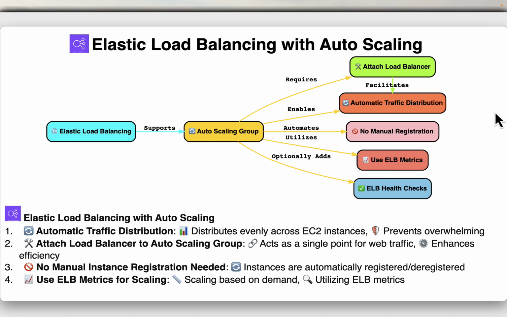Fourth, use elastic load balancer metrics for scaling. So this allows for dynamic scaling of instances based on demand, utilizing elastic load balancing metrics like the application load balancer request count. So let's say request count is one of the metrics. So if you are getting above 10,000 request count, you can either increase or decrease the instance count. Fifth, optional ELB health checks enhance reliability by enabling Amazon EC2 auto scaling to identify and replace unhealthy instances based on load balancer health checks. So this can tie up directly with the load balancer health checks, so it can take action on EC2.